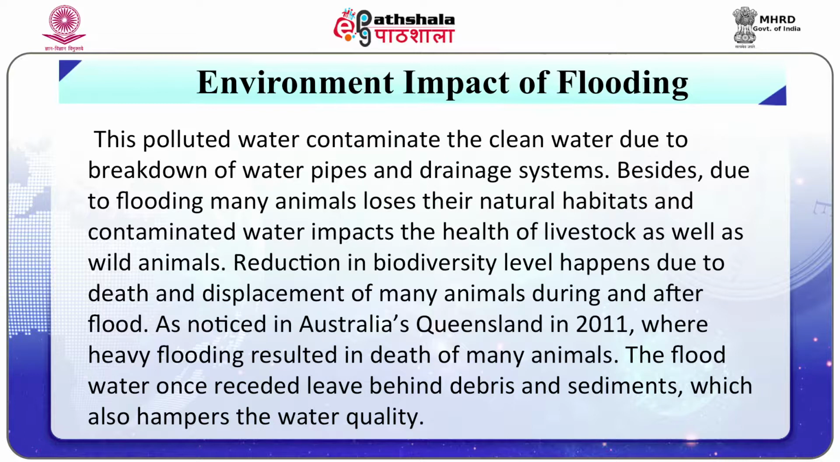This polluted water contaminates the clean water due to breakdown of water pipes and drainage systems. Besides, due to flooding, many lose their natural habitats, and contaminated water impacts the health of livestock as well as wild animals. Reduction in biodiversity level happens due to death and displacement of many animals during and after floods. As noticed in Australia's Queensland in 2011, where heavy flooding resulted in the death of many animals. The flood water, once receded, leaves behind debris and sediments, which also hamper the water quality.